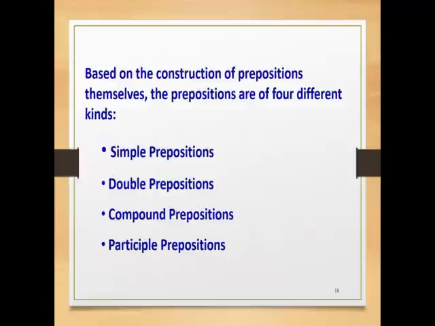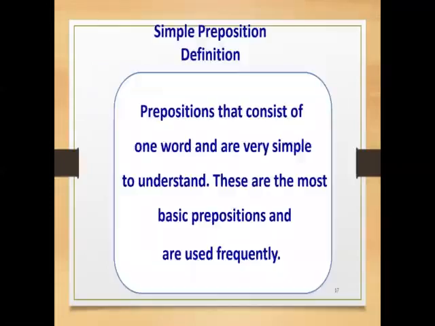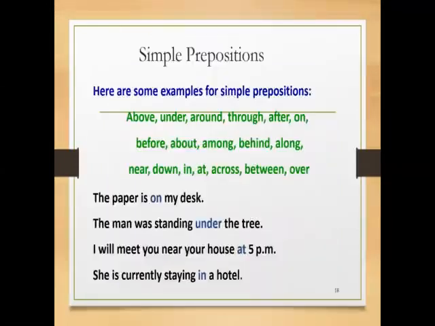Now, based on the construction of prepositions themselves, the prepositions are of four different kinds: simple prepositions, double prepositions, compound prepositions, participle prepositions. Simple prepositions. Prepositions that consist of one word and are very simple to understand. These are the most basic prepositions and are used frequently. Here are some of the examples for simple prepositions: above, under, around, through, after, on, before, about, etc.